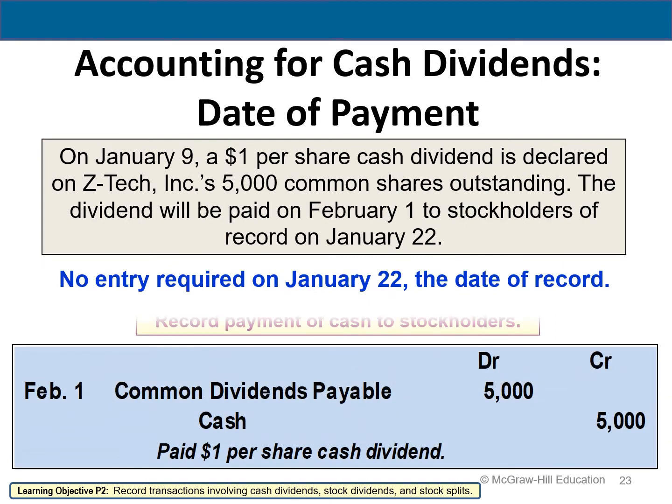Then when we pay it, we're going to reduce our common dividend payable with a debit of $5,000, and we're going to reduce our cash with a credit of $5,000. Okay?